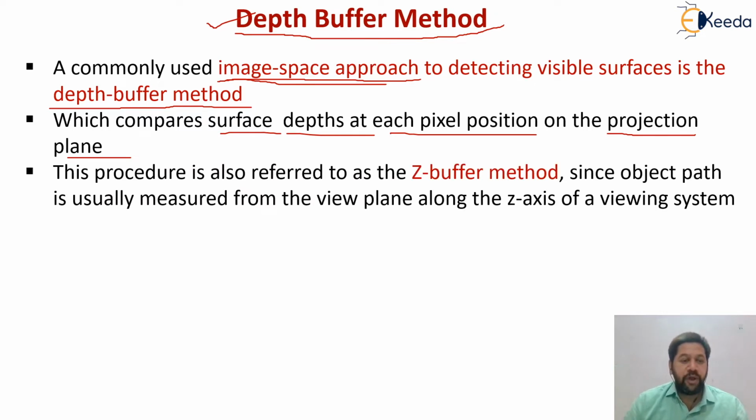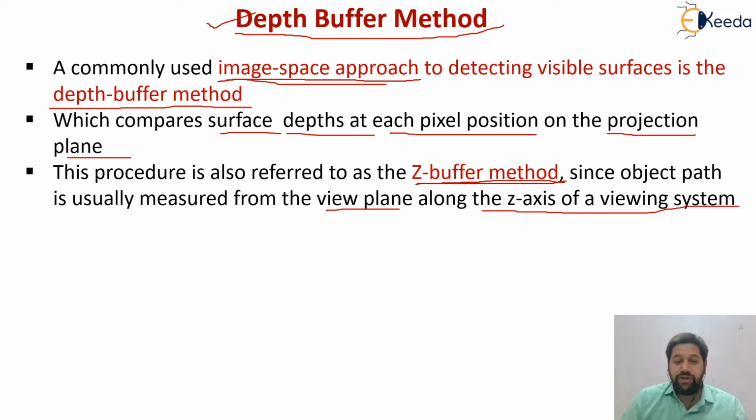One very important thing: this procedure is also referred to as the Z buffer method or the Z buffer algorithm. There are many textbooks that refer to the depth buffer method as the Z buffer method. So everyone must remember that the depth buffer method and the Z buffer method are the same, because Z gives us the depth of the object. This procedure is referred to as the Z buffer method since object depths are generally measured from the view plane along the Z axis of the viewing system.